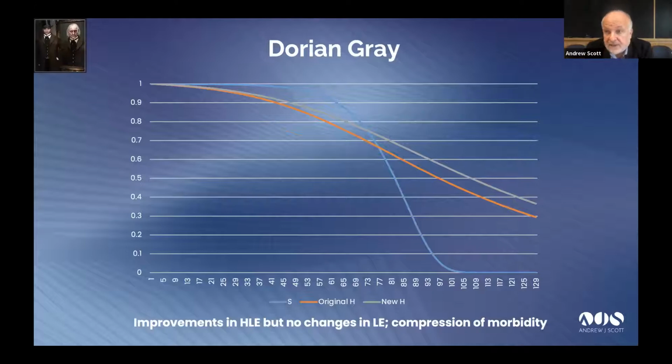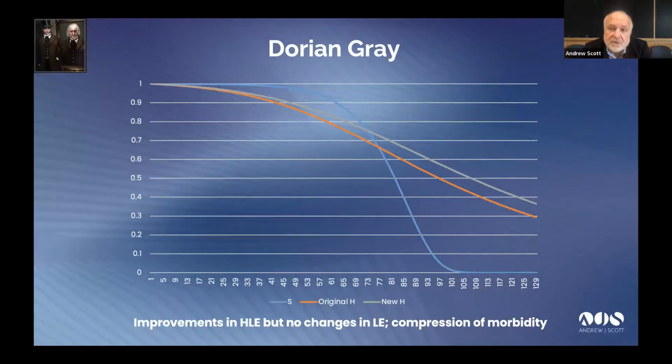Then there's, if you like, the opposite of the Struldbrugg, which is Dorian Gray. In the book Dorian Gray, there's a portrait of Dorian Gray in the attic, which ages. It shows really what's happening to Dorian Gray, but he himself remains young and healthy and fit. So his healthy life expectancy is sort of the same as his life expectancy.